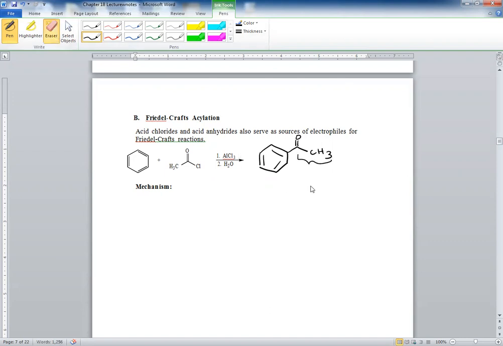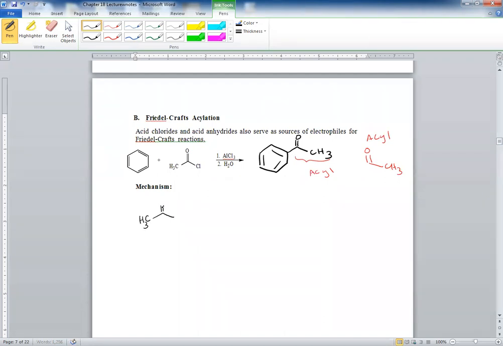I wanted to use a different color. Let's use a different color right here. Or you can think of it as this one right here. So that's the acyl group. Very well, let's look at the mechanism of this reaction. So very similar to the one we've seen in the alkylation mechanism.